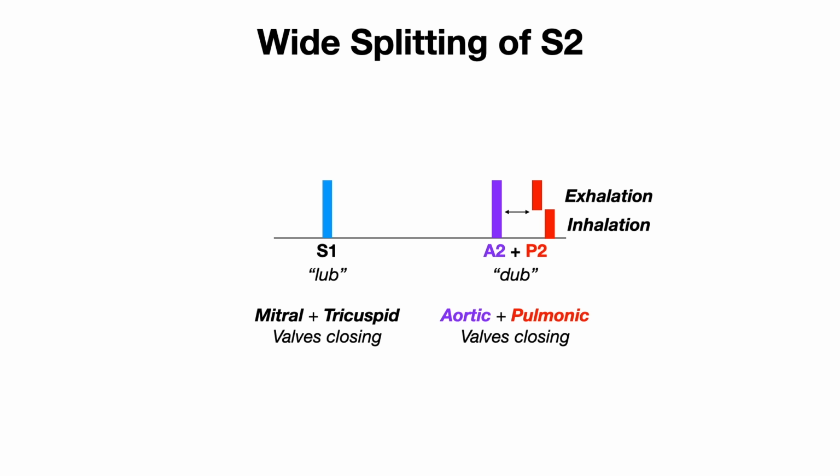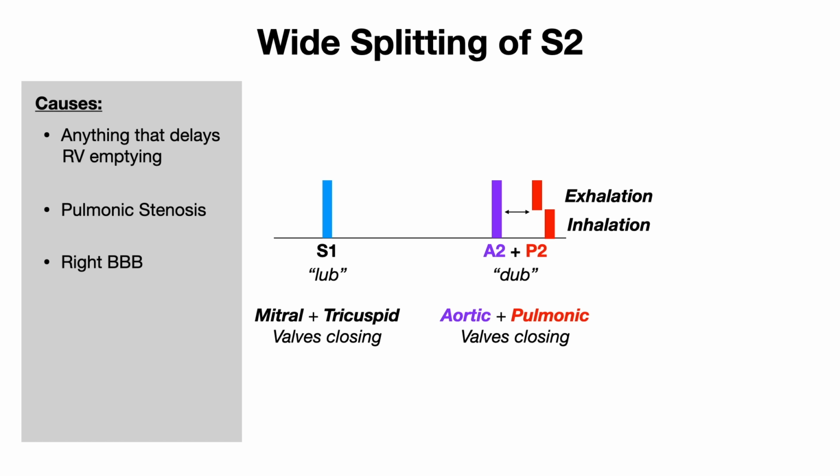So when you have your headphones on and you're listening to the audio file on your exam, or you have your stethoscope on a patient's chest and the lub-dub doesn't sound like lub-dub, lub-dub, lub-dub, but you hear lub-dub-dub, lub-dub-dub. Now the dub is being separated or split. So this is why splitting is important. So when it comes to wide splitting of S2, let's talk about what's happening. So the cause of wide splitting of S2 is anything that delays right ventricle emptying.